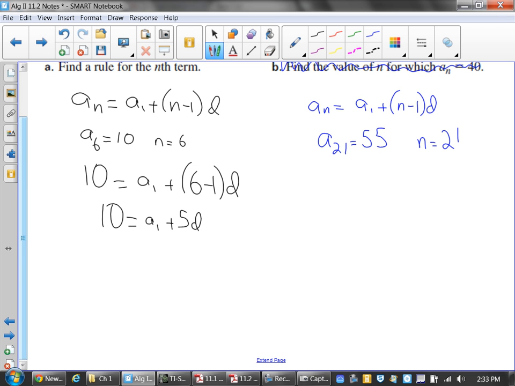Okay. Again, I'm going to set this up with what I know. 55 is the first term plus 21 minus 1 times d. What's 21 minus 1?